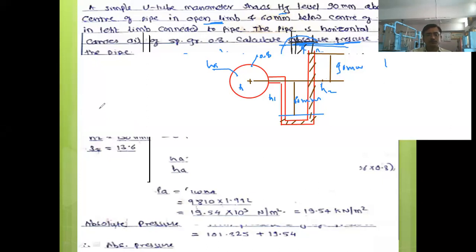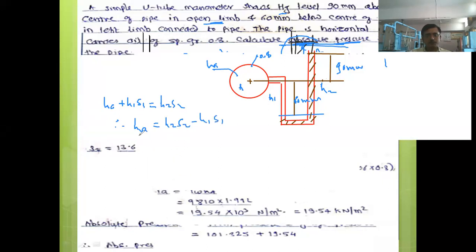HA plus H1 S1 equal to H2 S2. Yes, correct. So therefore, HA is equal to H2 S2 minus H1 S1. Then it must be equal to, put the values.